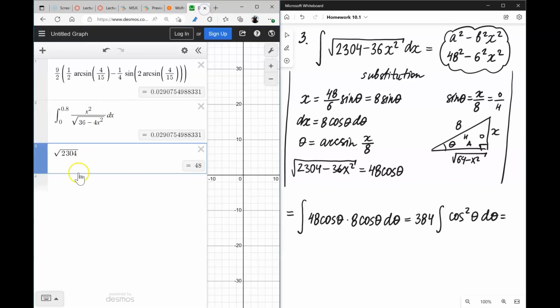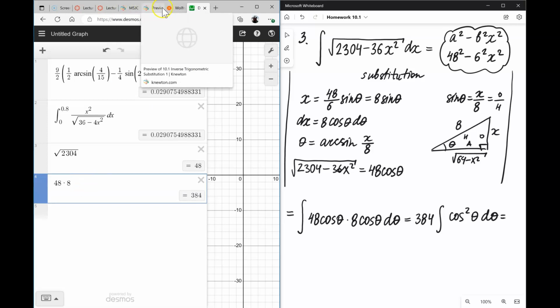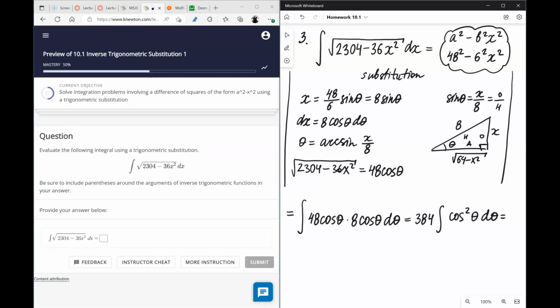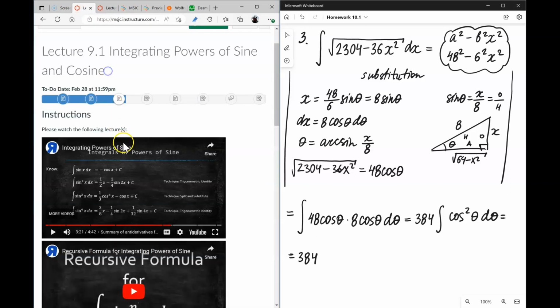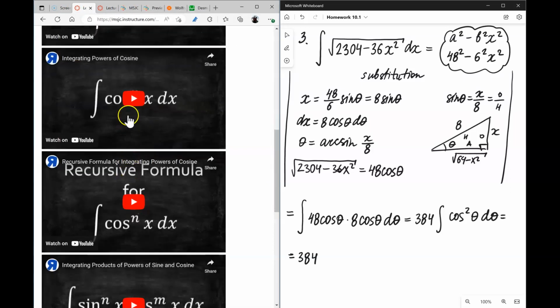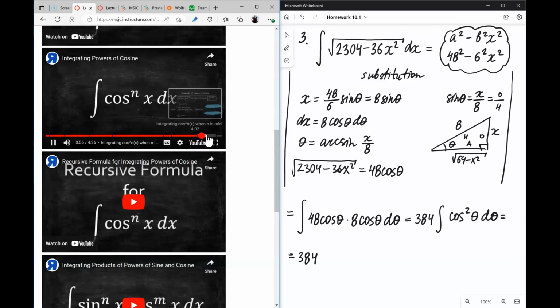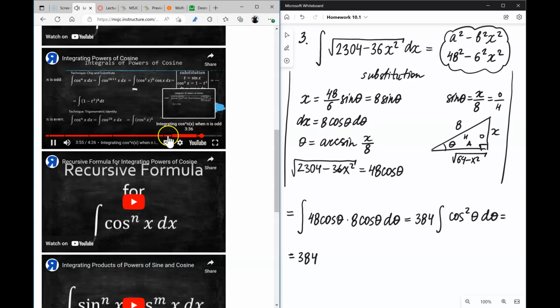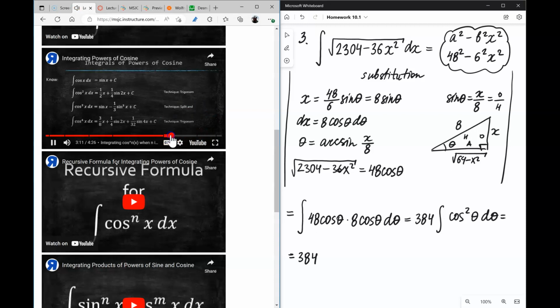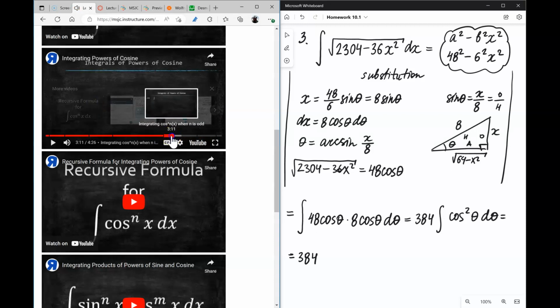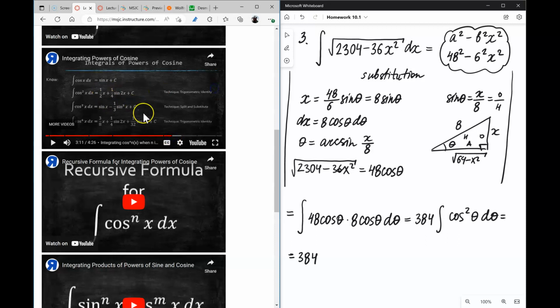And let me just check real quick. 48 times 8 is 384, okay? And to find the integral of cosine squared, we are going to use the method described in one of the previous lectures, when we learned how to integrate the powers of cosine. But integral of cosine squared is always going to be the same, so we can just refer to this as common knowledge.